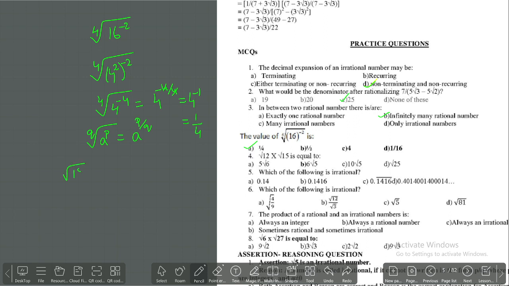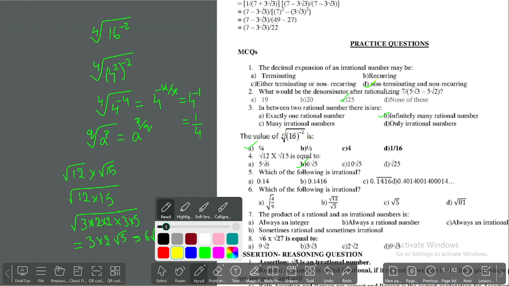Root 12 into root 15 is equals to, they asked us answer. Tell me, children, what we can write? First, root of 12 into 15. Can write or not? Right. Next, 3 table. 3, 2 into 2. Correct? Next, this one. 3 into 5. That is equals to, double 3 is there, 1 3 you got, double 2 is there, 1 2 you got, left with root 5 is equals to 6 root 5. Any doubt in that? Answer is 6 root 5. Okay.